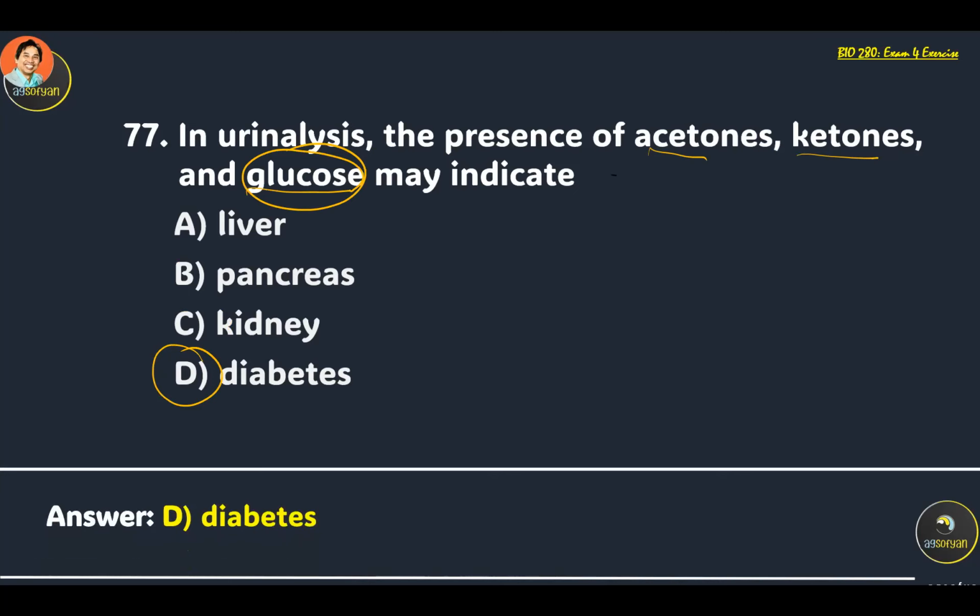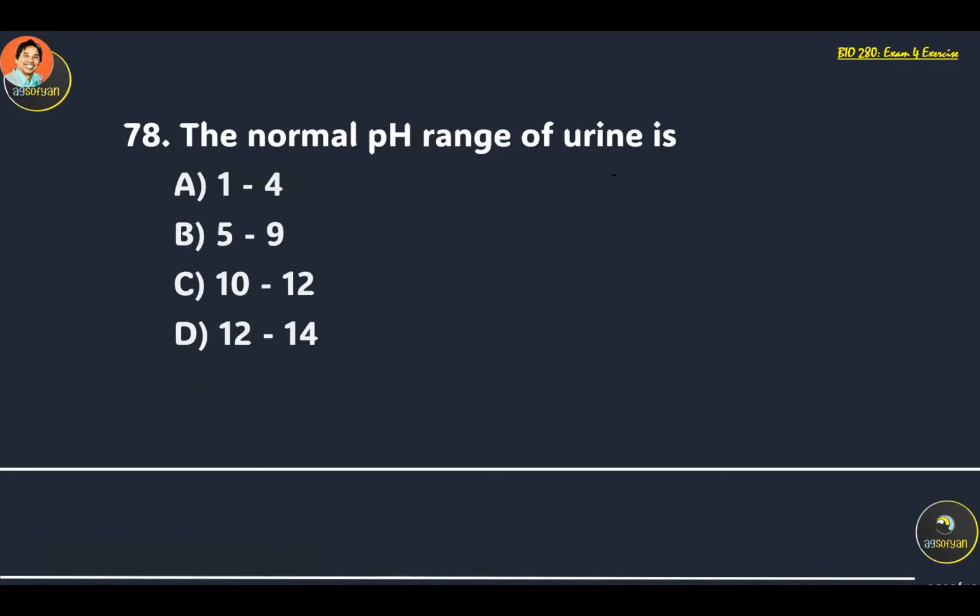It indicates diabetes. The normal pH range of urine is from acid to alkaline, 5 to 9. If it is 5 to 9, it's still normal urine, based on what you eat, actually. It can be acidic, or go to the alkaline.